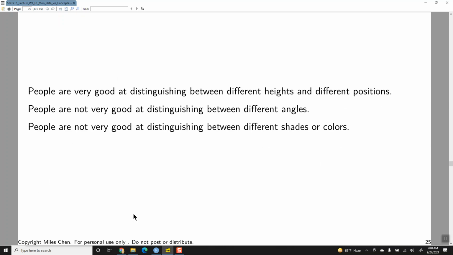And again, you want to harness, generally, things like position and heights, you want to use those right away because our eyes are very, very good at detecting small differences in height and length and things like that. Whereas distinguishing between different angles, it's a lot harder, right?